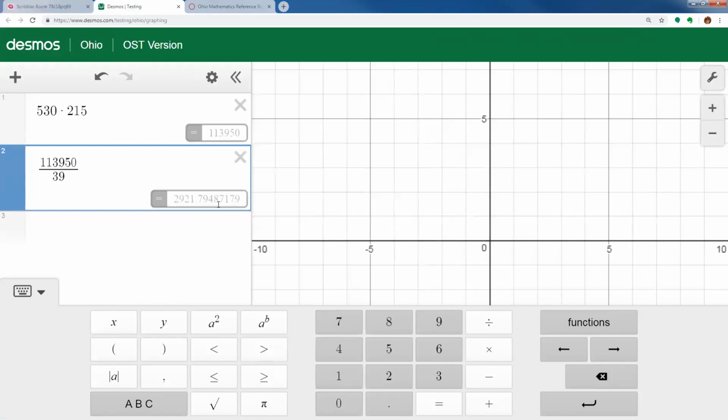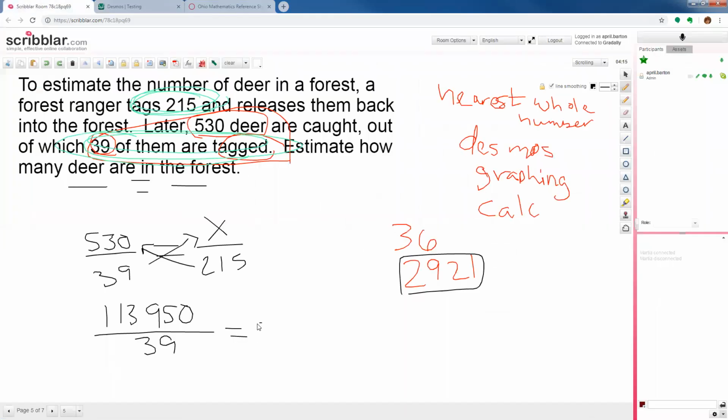So 2921.7 rounds up to 2922. So that's our final answer. If you think about how it's being applied and you go through the process and you get 36, and you're like, I feel like this might be off. Their tag there was 215. I expected an answer that was bigger.